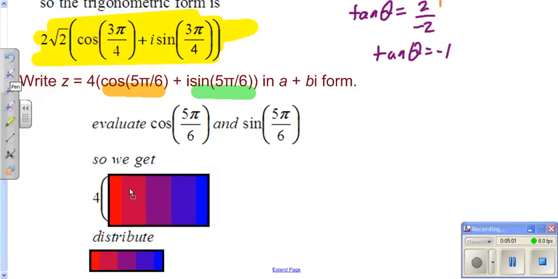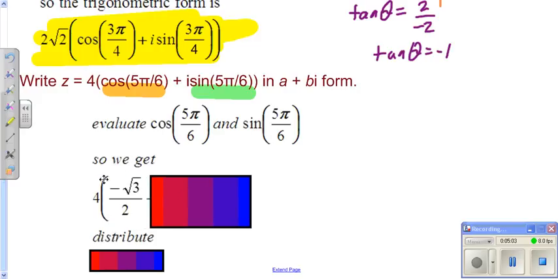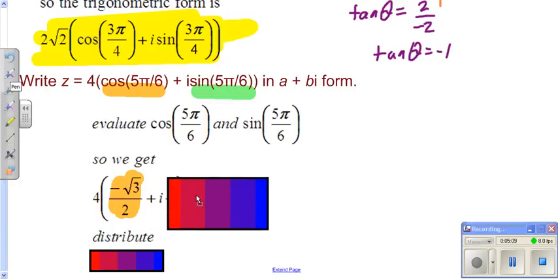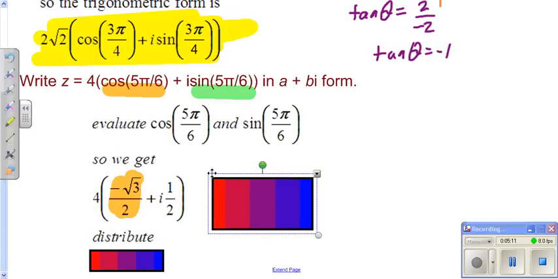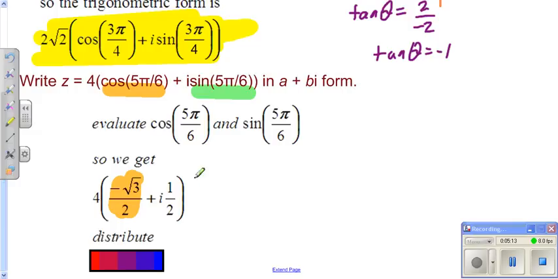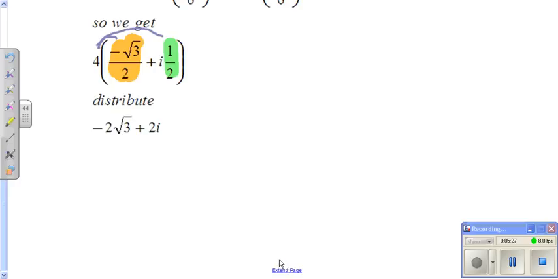Well, you go 4. The cosine of your 5 pi over 6 is right here. Then we need to go plus an i times the sine of your 5 pi over 6. The sine of 5 pi over 6 is right here. So all we do at this point is distribute your 4 through to each one of these, and then we get our answer, and we end up getting 2 root 3 plus 2i.